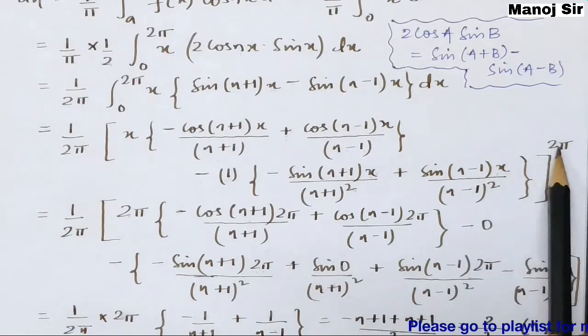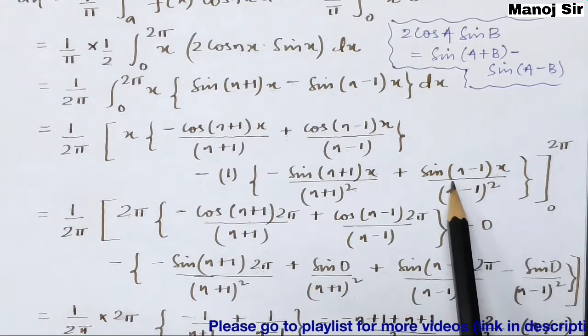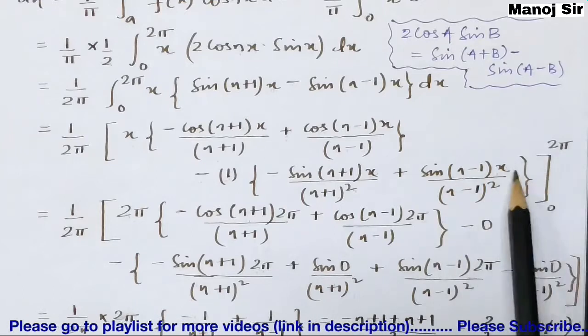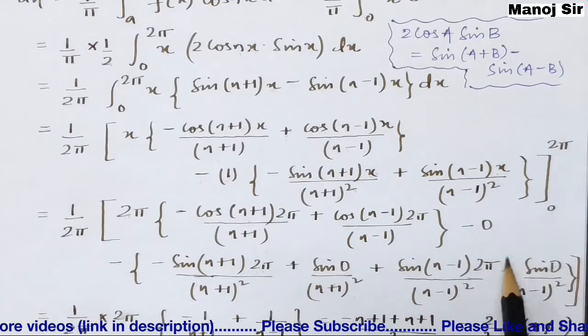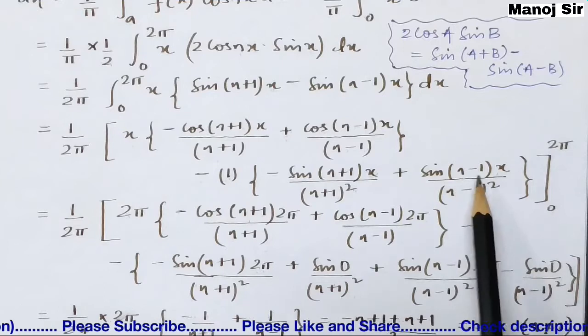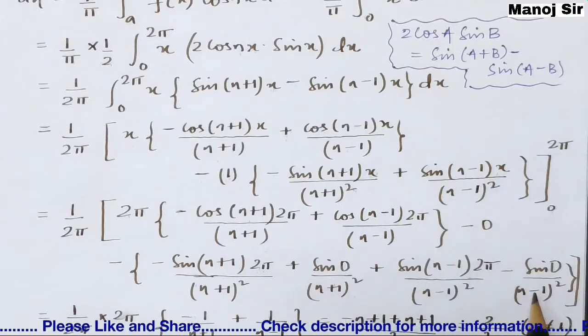Similarly here also, simply put the upper limit and lower limit. Upper limit would be sine of (n minus 1) into 2 pi upon (n minus 1) whole square, minus sine 0. Simply put 0 here, sine 0 upon (n minus 1) whole square.